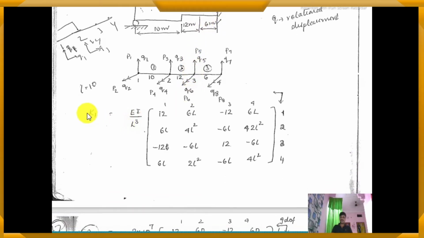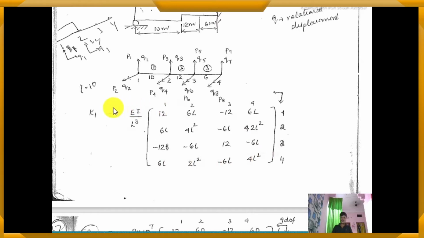Now this is the stiffness equation, the stiffness equation for a beam element where K is equal to EI by L cube, in the 4 into 4 matrix, which you have to remember. The rows are: 12, 6L, minus 12, 6L; 6L, 4L square, minus 6L, 2L square; minus 12, minus 6L, 12, minus 6L; 6L, 2L square, minus 6L, 4L square.